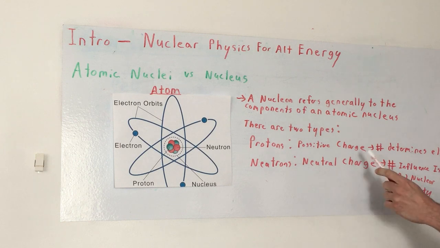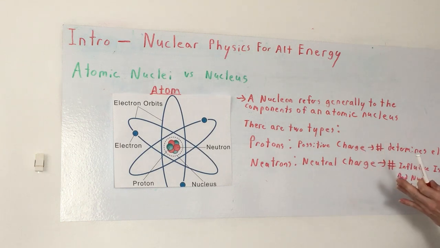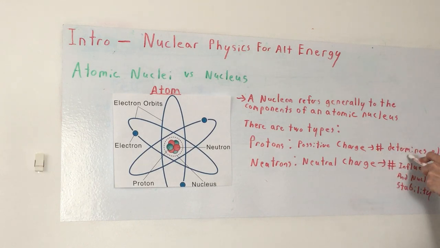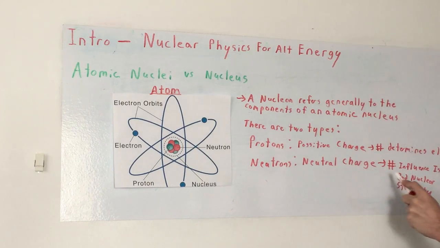So what that means, there's a lot more in here, but to simplify it, basically the charge amount, the number of protons, determines the element, essentially. And with the neutrons, the number influences the isotope properties and the nuclear stability. So, slightly different systems depending on what it is you're interested in. So, I just wanted to put that out there for now.